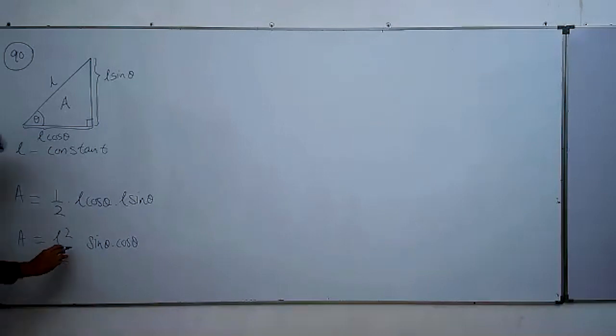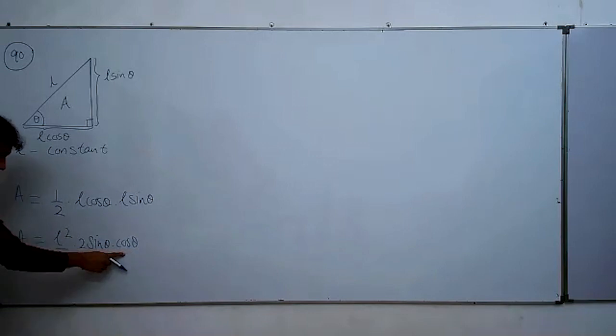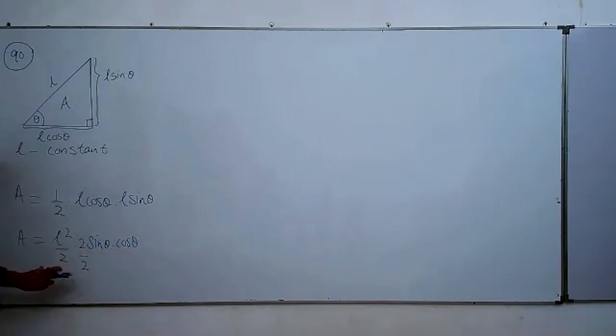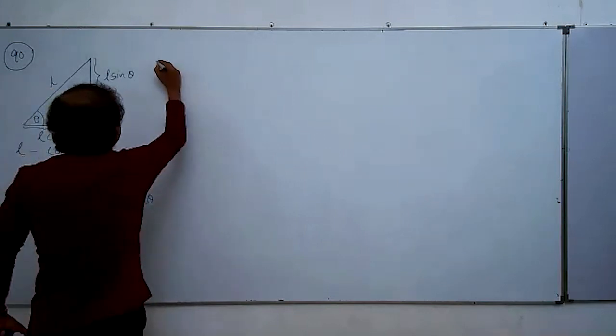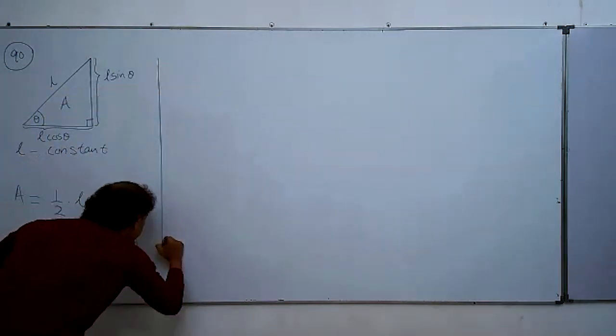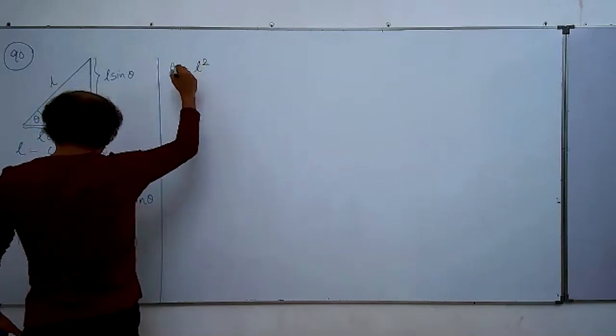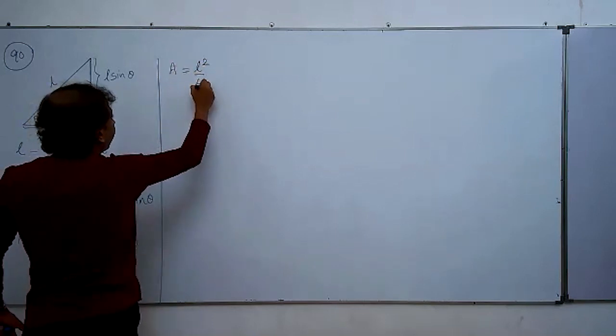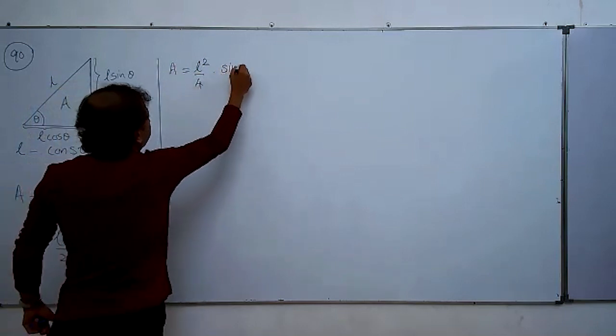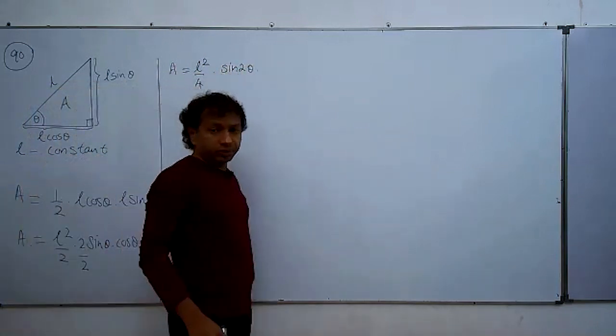I multiply this again by 2 and divide by 2. Then this 2 sin theta cos theta you can write as sin 2 theta. This 2 and this 2 make 4, then L squared by 4. Then you can write A equals L squared by 4 sin 2 theta. Like this, we can write.